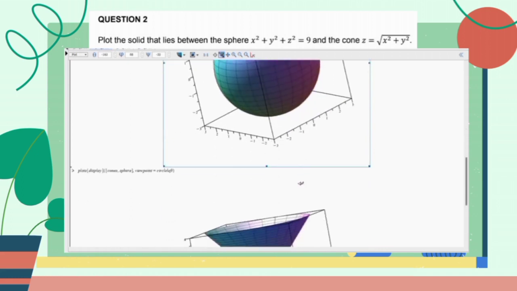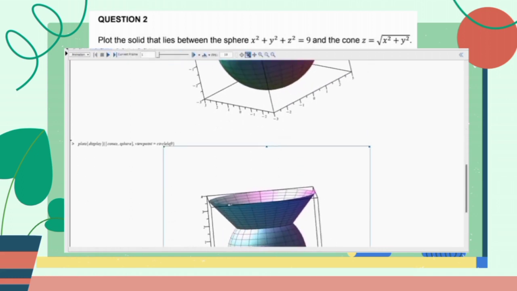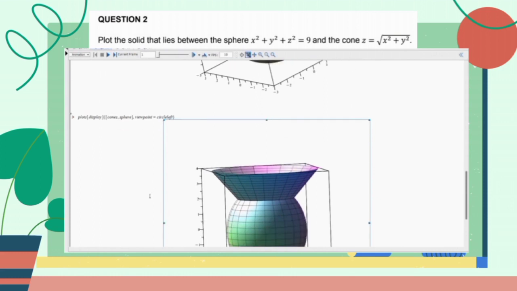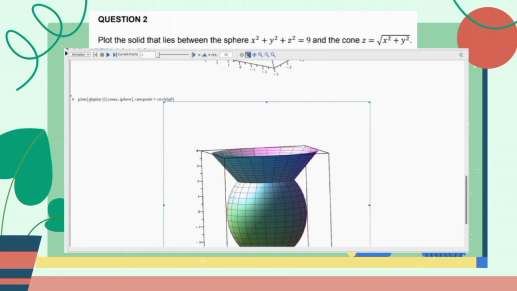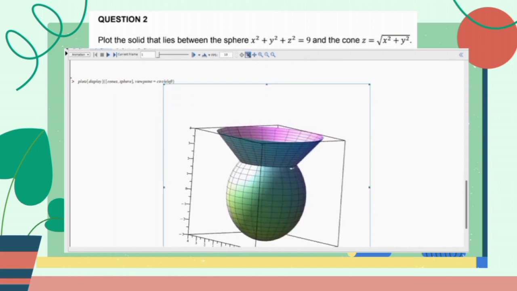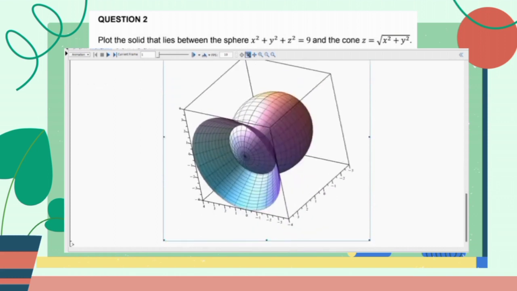And then we need to plot the two together, since the question asks to plot the solid that lies between the sphere and the cone. Then we use the command plots display in brackets cone, sphere, viewpoint equal to circle left, and we get this shape, this solid.